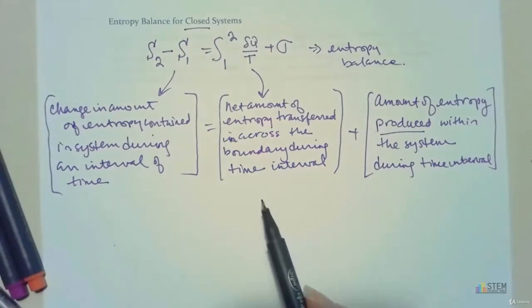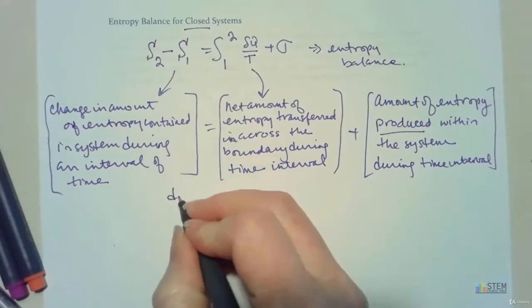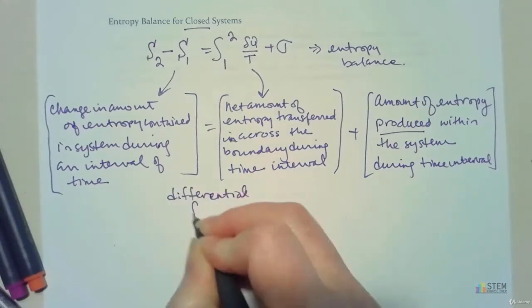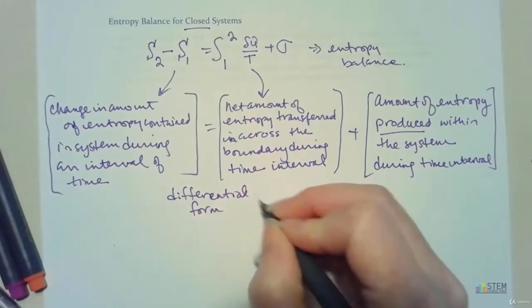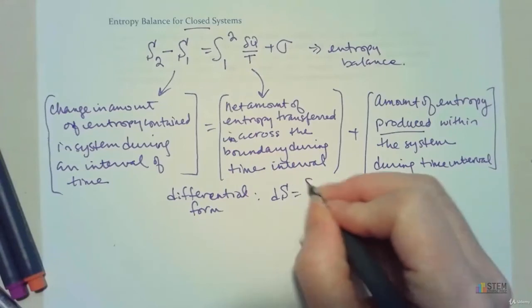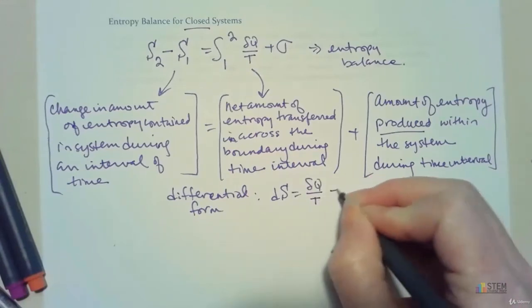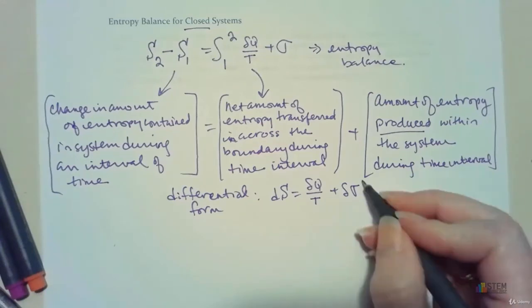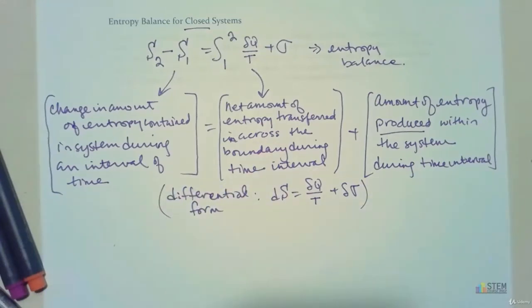Now, if we want to write this in the differential form, let's write out what that would be. The differential form would be dS, where that's capital S, equals delta Q over T plus delta sigma. All right, that's the differential form, in case you need it.